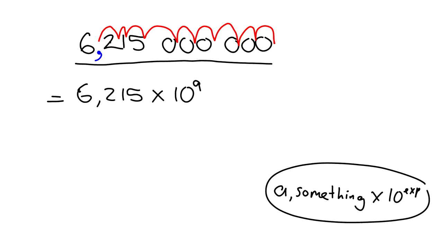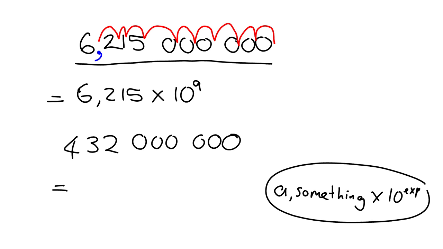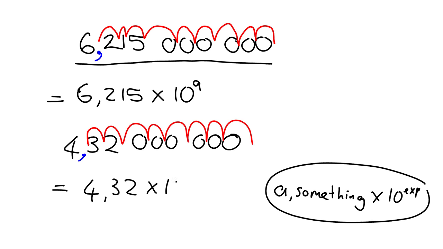Okay, I want you to try one now. In your homework books, turn this number here into scientific notation. Pause the video now and quickly do it. Okay, so you want it to be written as 4,32 multiplied by some power of 10. What power of 10? Well, it's 1, 2, 3, 4, 5, 6, 7, 8. So it is 4,32 times 10 to the power of 8.